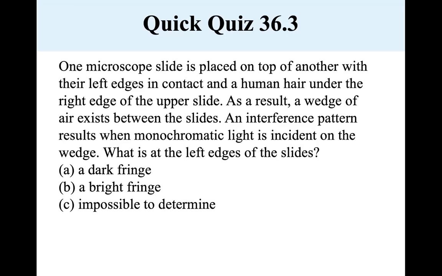It's a dark fringe at the left edge. The air wedge has zero thickness, and the only contribution to the interference is that 180-degree phase shift as the light reflects from the upper surface of the glass slide.